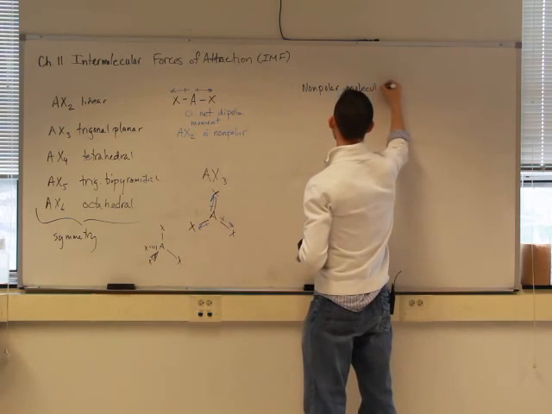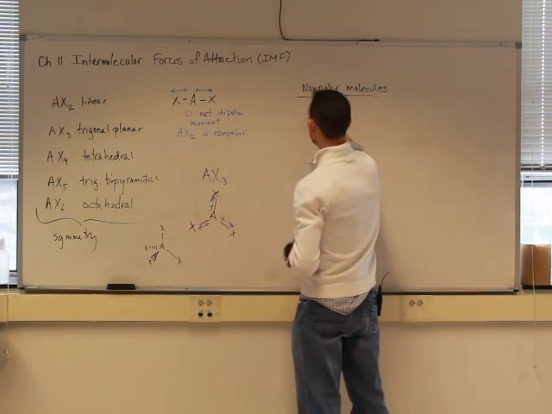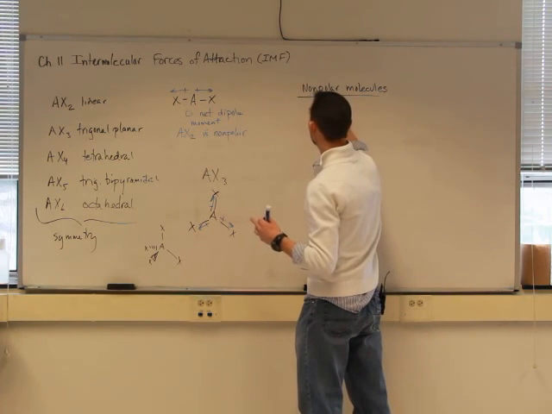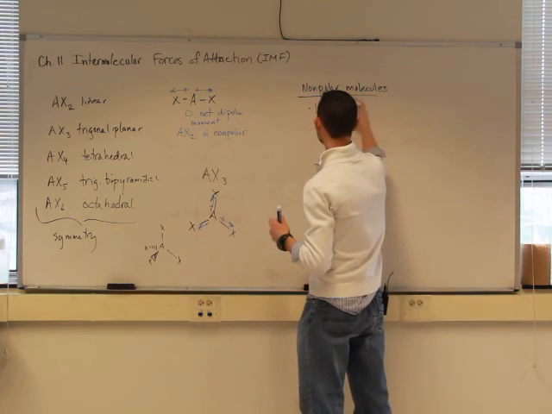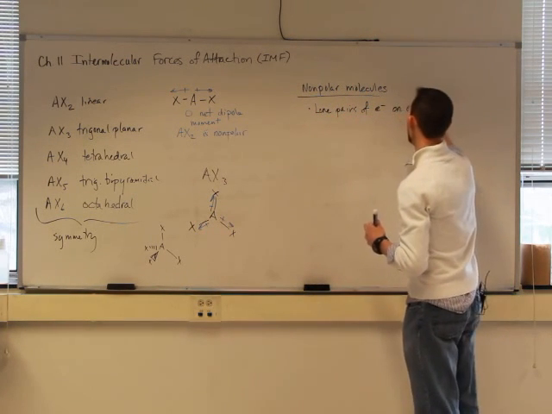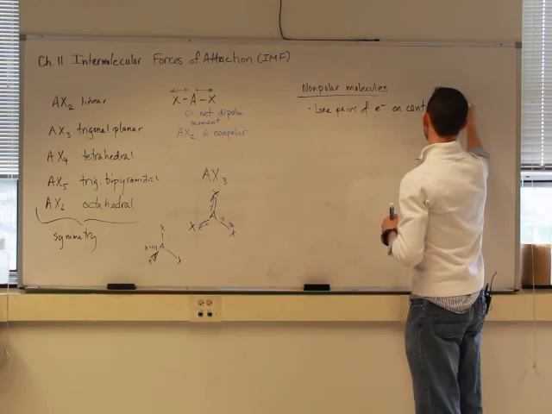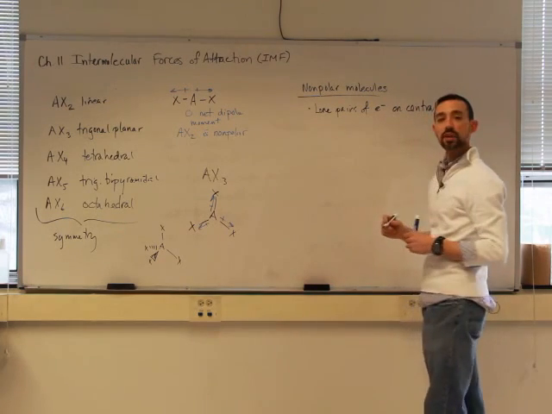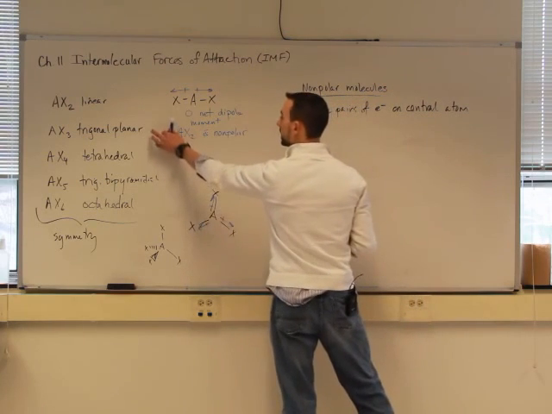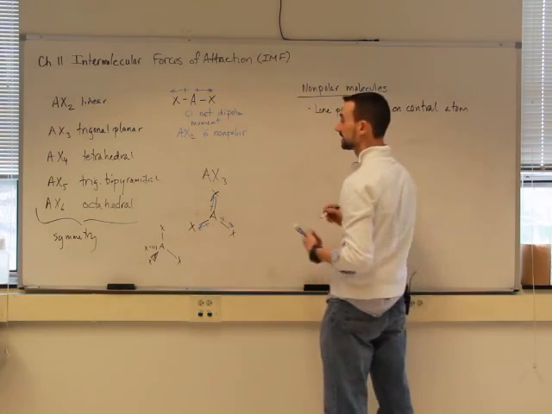But to make life quick and easy, it is not 100% true, but most of the time, lone pairs of electrons on your central atom are going to result in non-polarity. So this can't happen until we get to the AX3 or AX4 cases, at least.